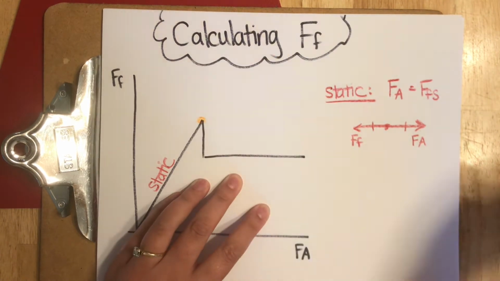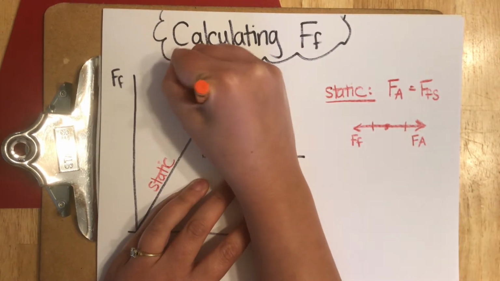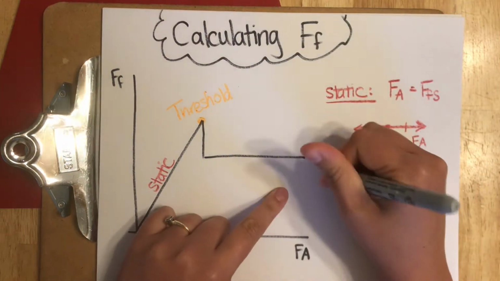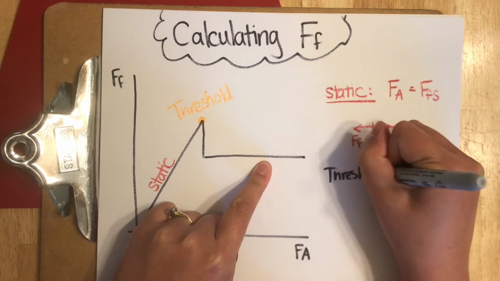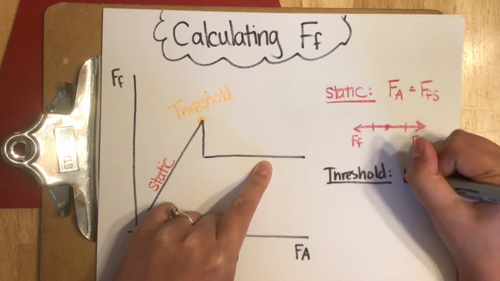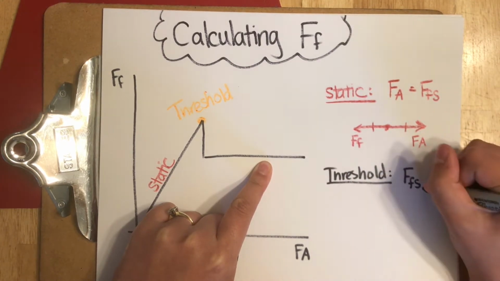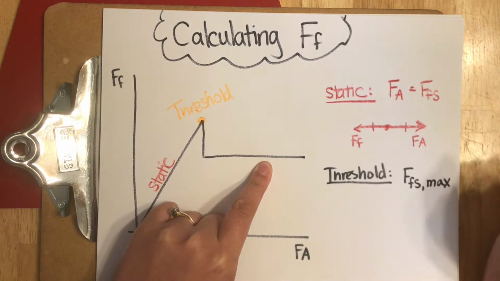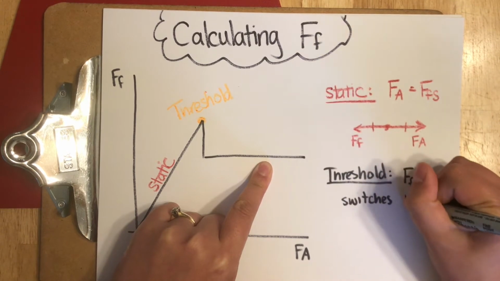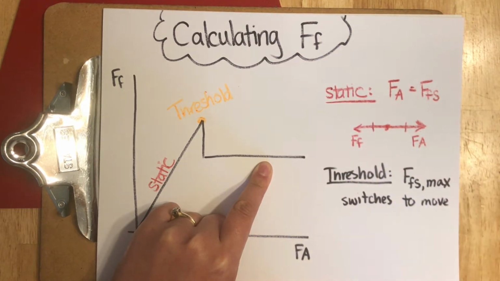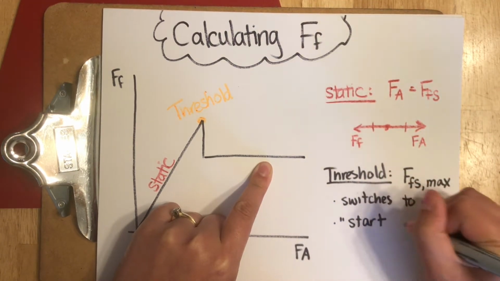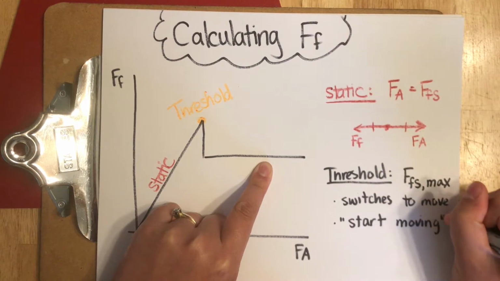But if I put too much force on it at that threshold of motion, if my applied force is large enough, then all of a sudden it starts to move. The threshold of motion is the maximum applied force that you can put on this system in order to get it out of static equilibrium. Symbolically, we write that as F sub friction static max, and this is where it switches to moving or kinetic friction. Keywords to look for the threshold of motion would be start moving.